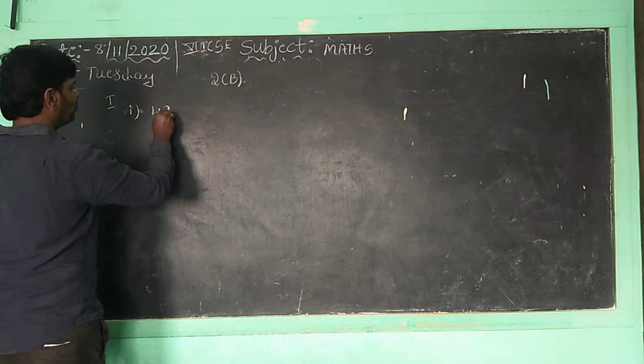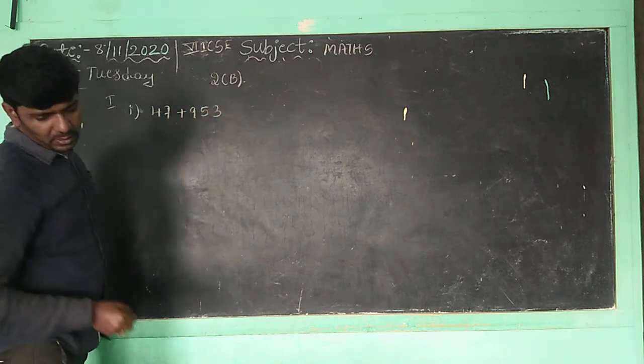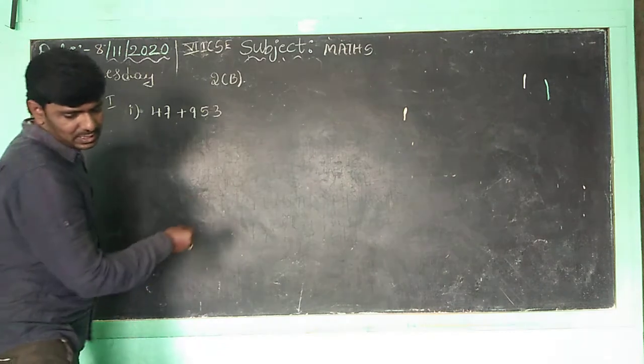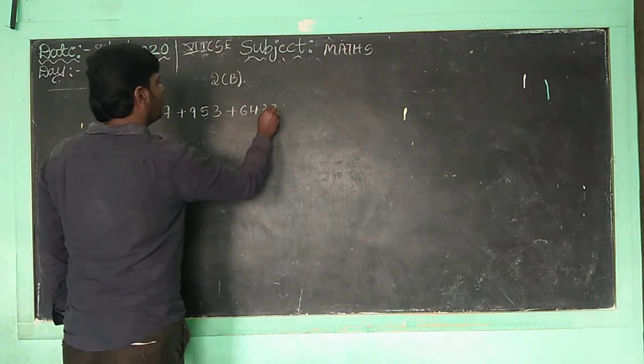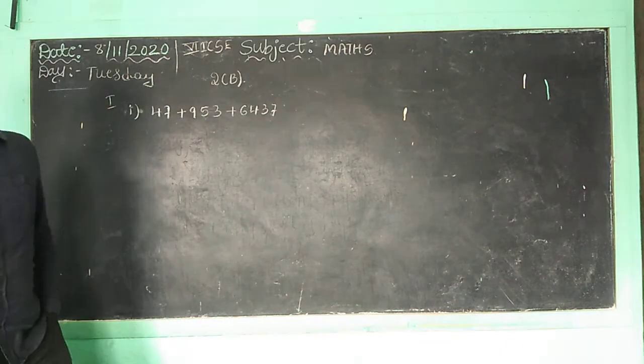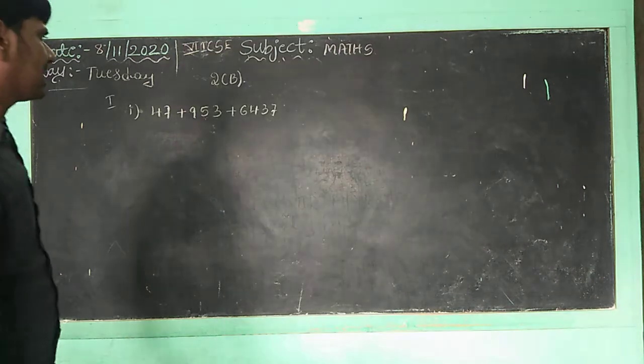47 plus 953. Correct, children? Plus 6437. You want to arrange this one, suitable arrangement. Children, 47 plus 953 plus 6437.